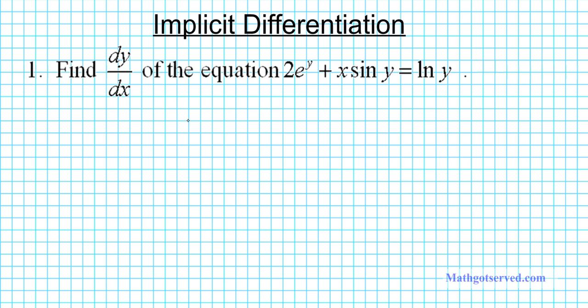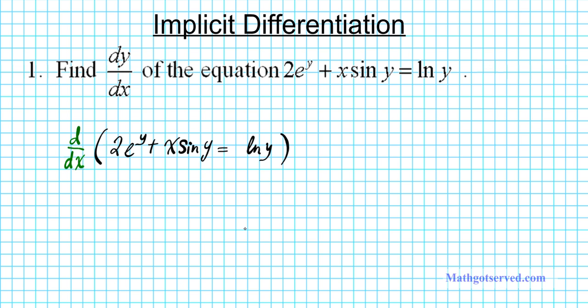We're to find dy/dx of the equation 2e^y + x sin y = ln y. Okay, so we have 2e^y + x sin y = the natural logarithm of y. So what we're doing is we're taking the derivative with respect to x of the entire equation.